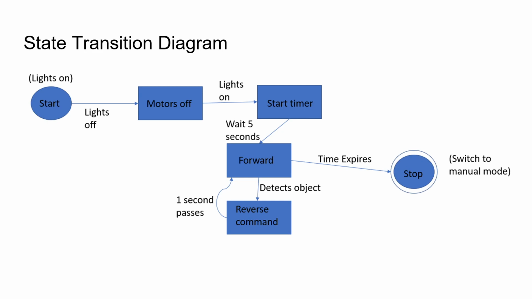So it starts with the lights on, then they go off, at which point the motors switch off. Then when the lights turn back on, it starts a timer, it waits 5 seconds, it initiates your forward command. If it detects an object, it goes into its reverse commands, waits 1 second, then goes back to the forward command. And it will constantly do this until the time expires, at which point it would switch to its manual mode. This diagram is also written as if it were to be put into a robot and not use the LEDs like were used in this project.